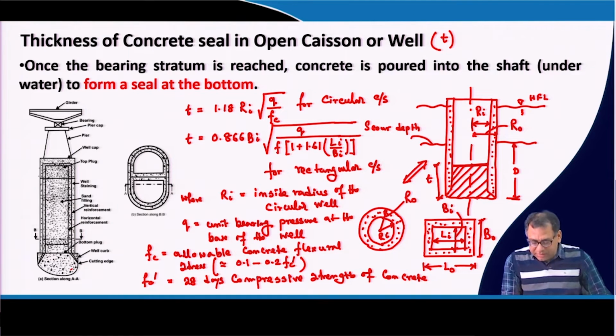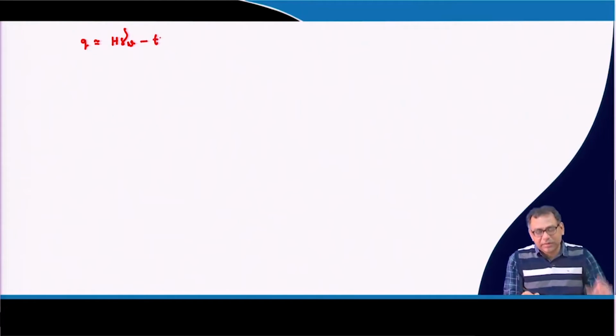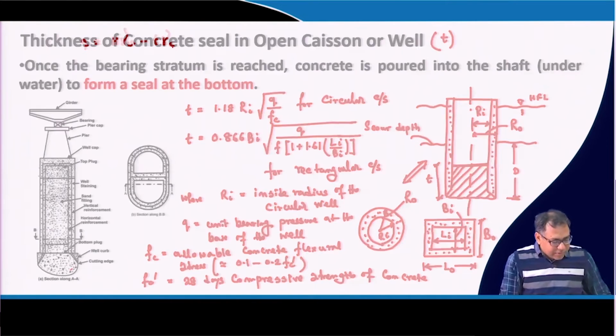That means the stress or bearing pressure, or you can say the net pressure acting at the base. As I mentioned, there will be a buoyancy force acting in the upward direction, or the pressure due to the buoyancy, and there will be a pressure due to the concrete seal self weight. Okay. So, we can write that Q is roughly equal to the buoyancy stress, H into gamma W, minus T, the thickness of the seal, into the unit weight of the concrete.